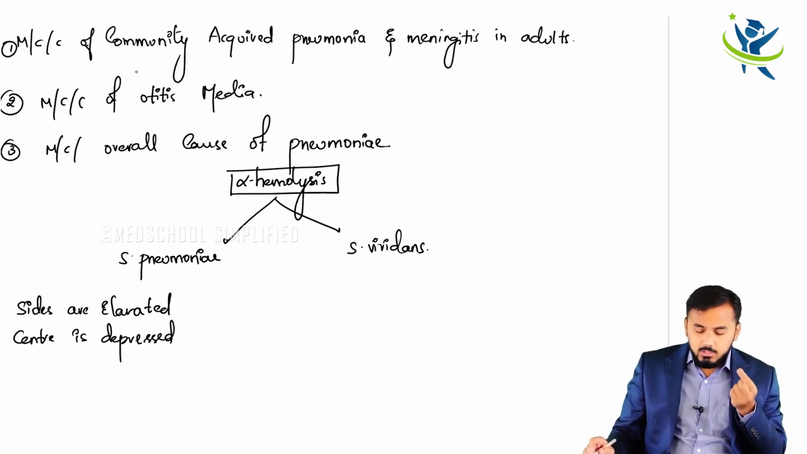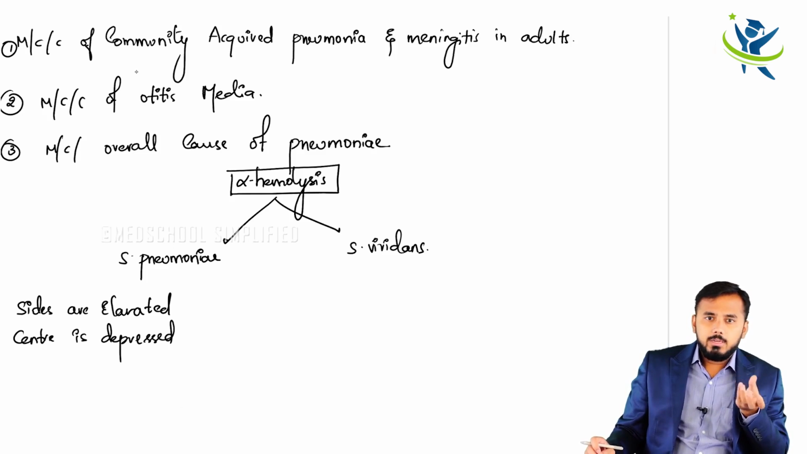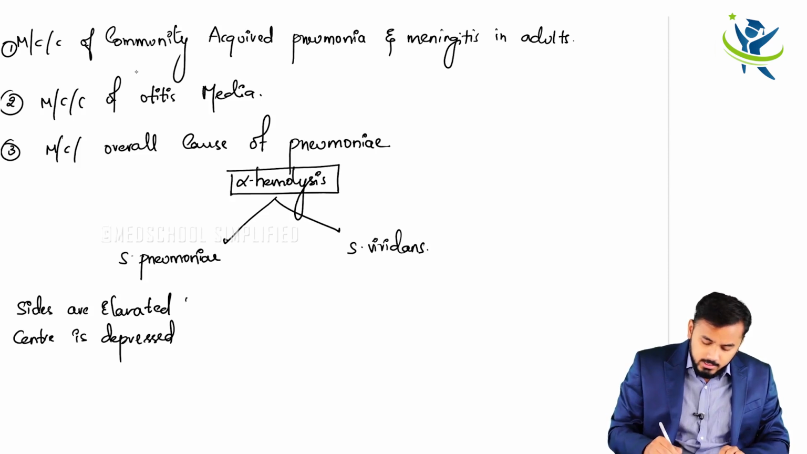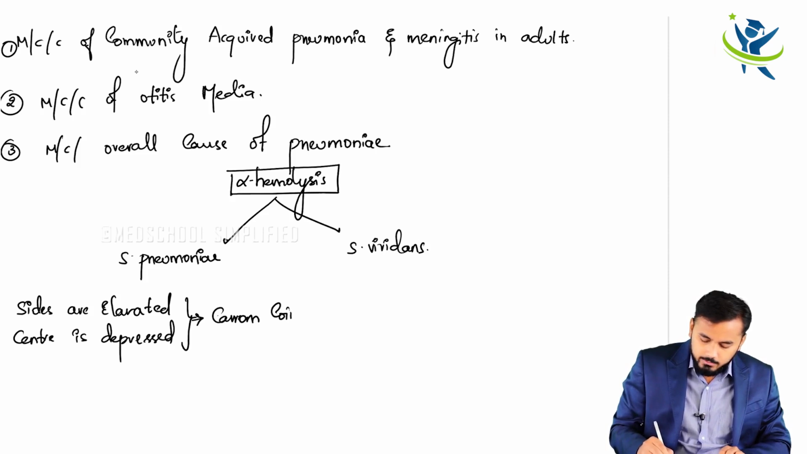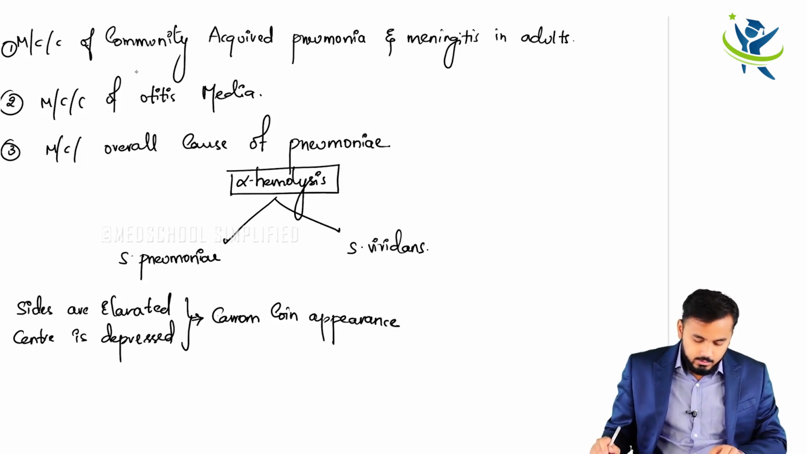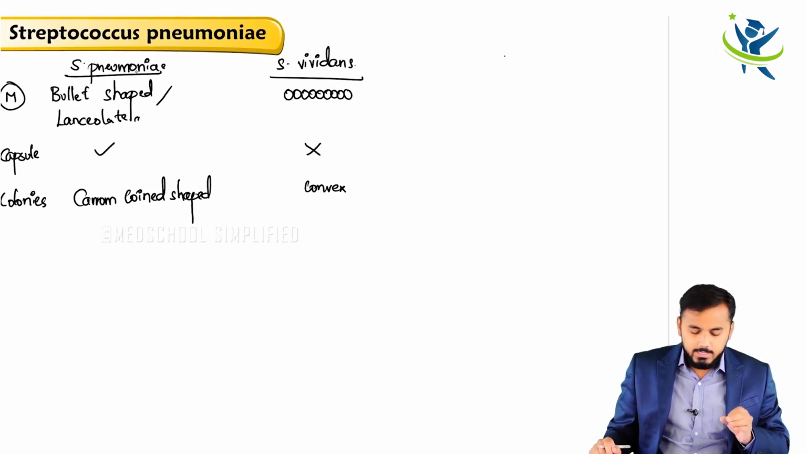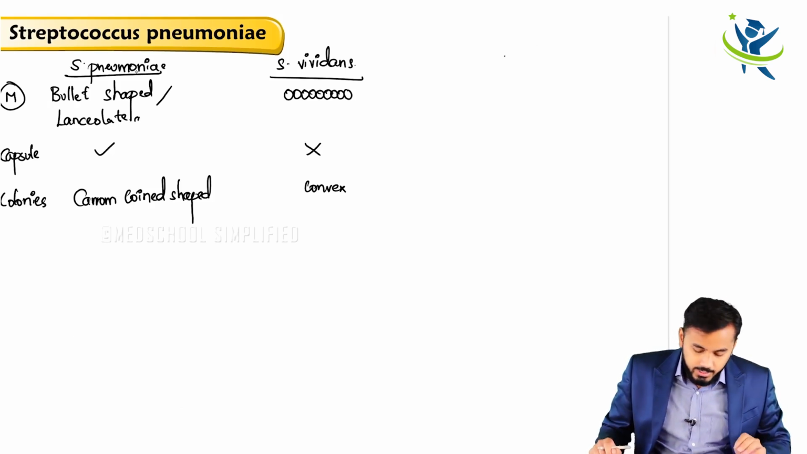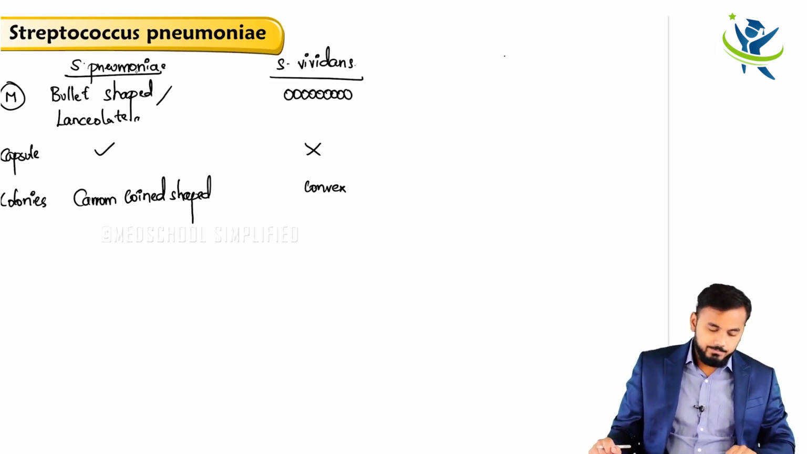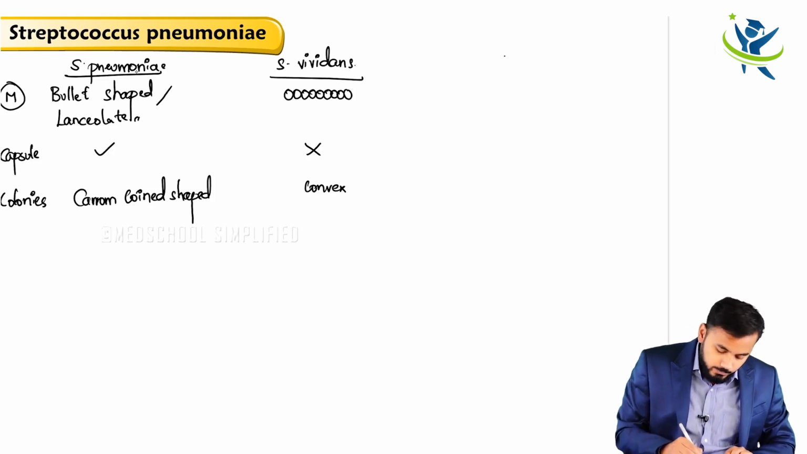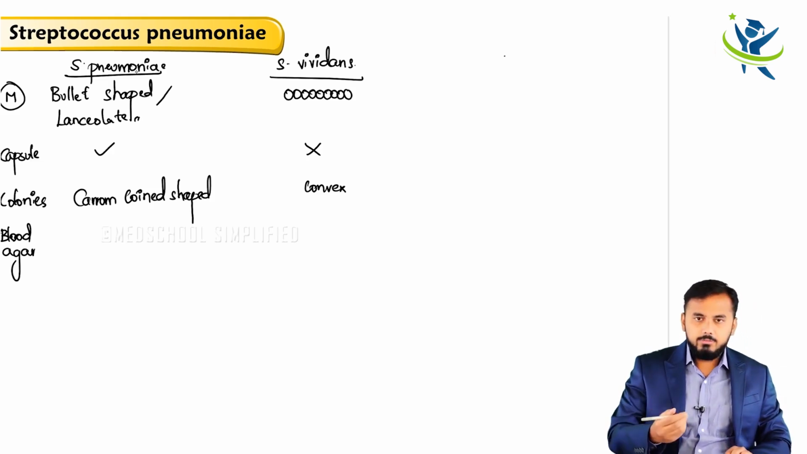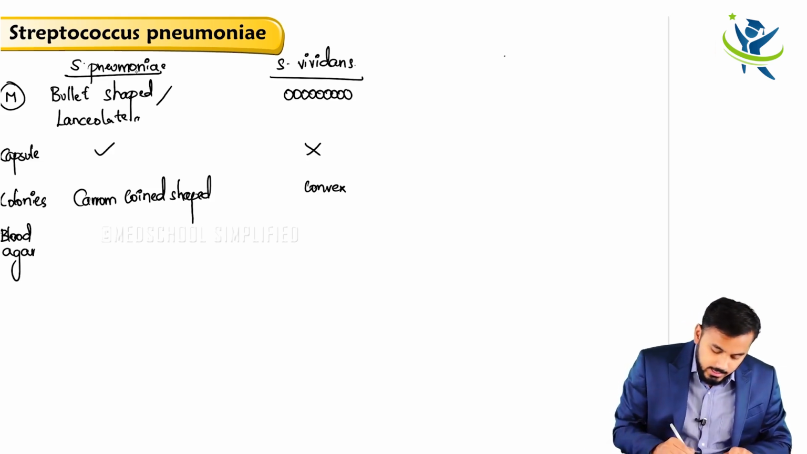So these Streptococcus pneumoniae colonies in a blood agar plate, when you keep them for a long time, appear in that shape. That is why they are called carom coin appearance, right? That is the reason we write that S. pneumoniae has carom coin appearance, whereas S. viridans is convex in shape.